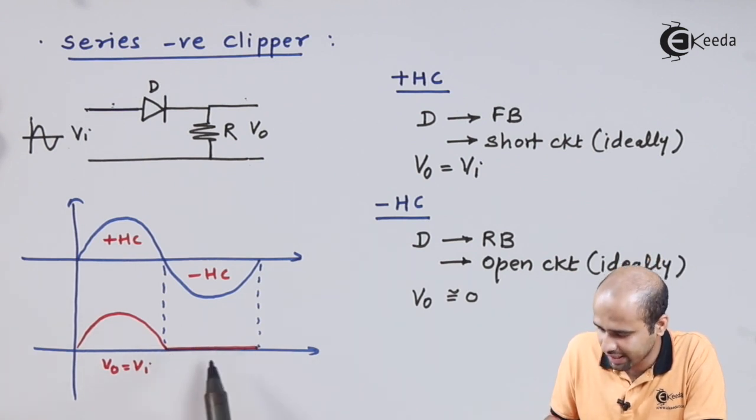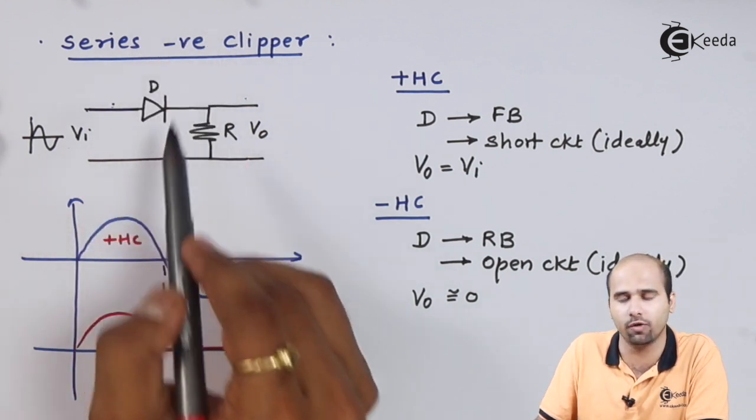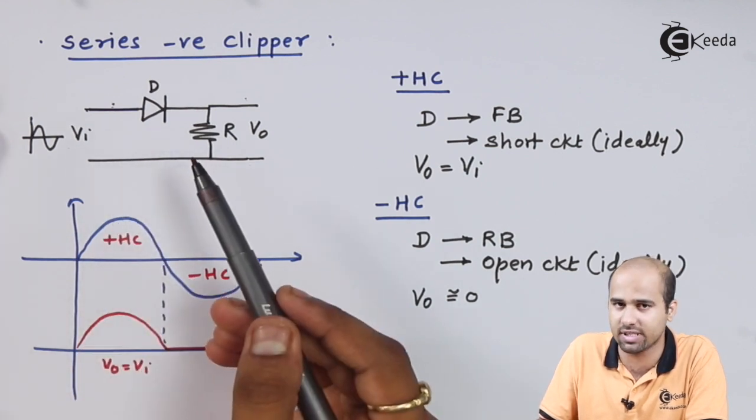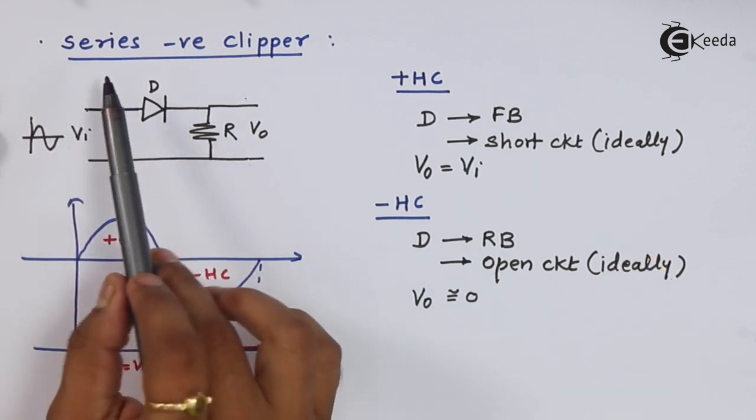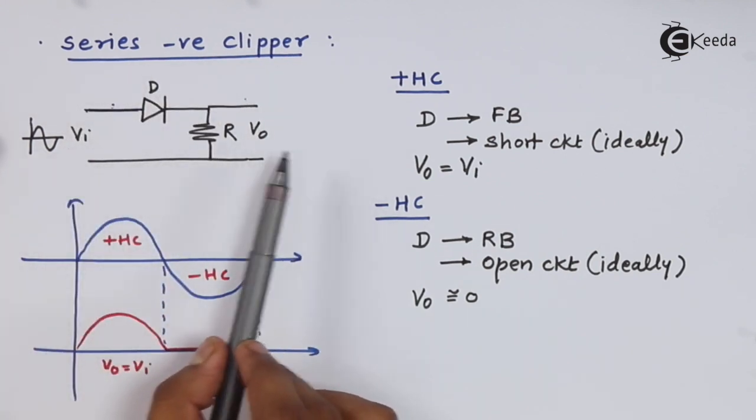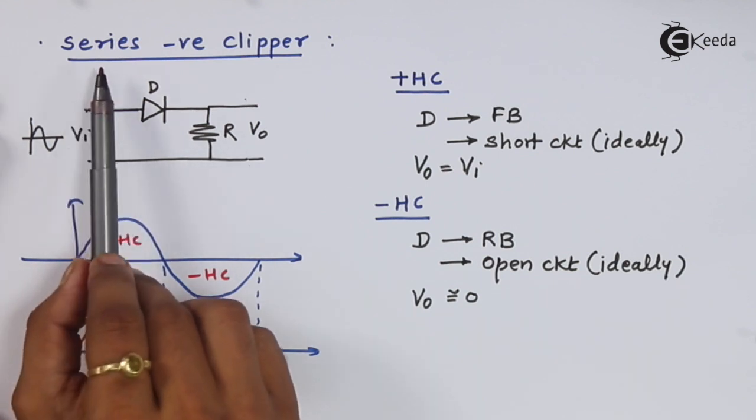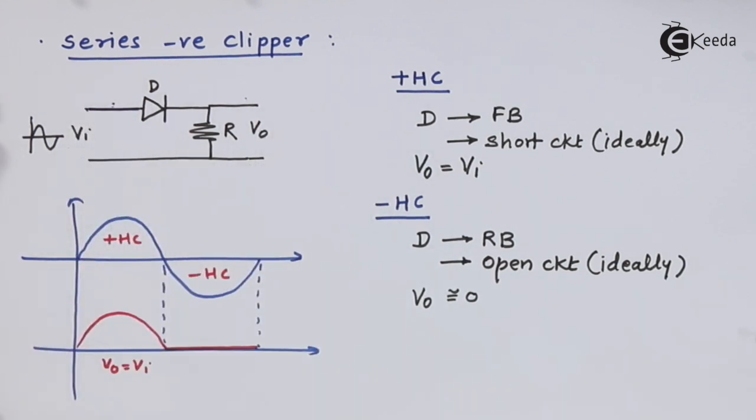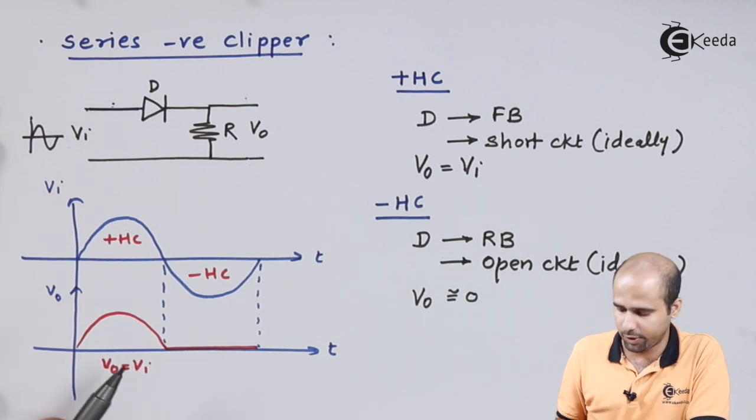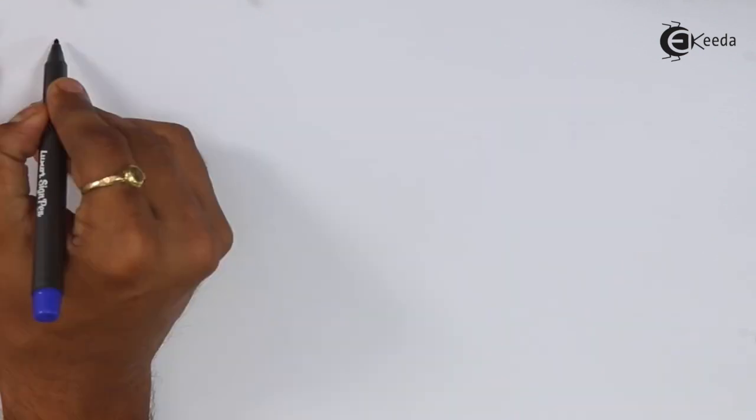So this is clipping of the negative portion of the input signal, and that's why it is called as negative clipper. Diode, same as that of previous case, is in series, so that's why it is called as series negative clipper. As diode is placed in between input and output in series, it's nothing but the series clipper. Let's do the namakaran. This is VI, this is VO, and it is with respect to x-axis as time. Let's move to next type of clipper, that is parallel clipper.